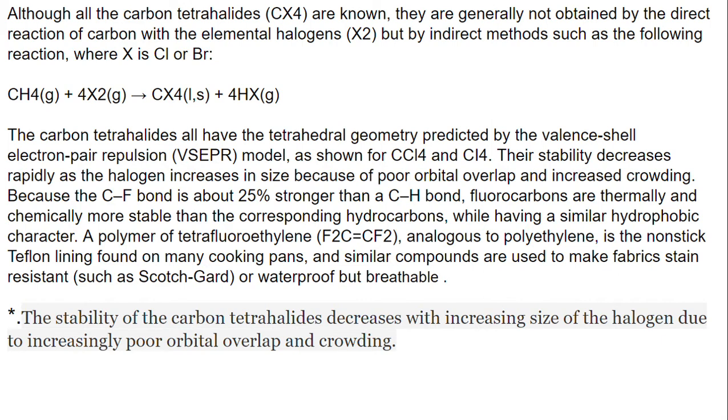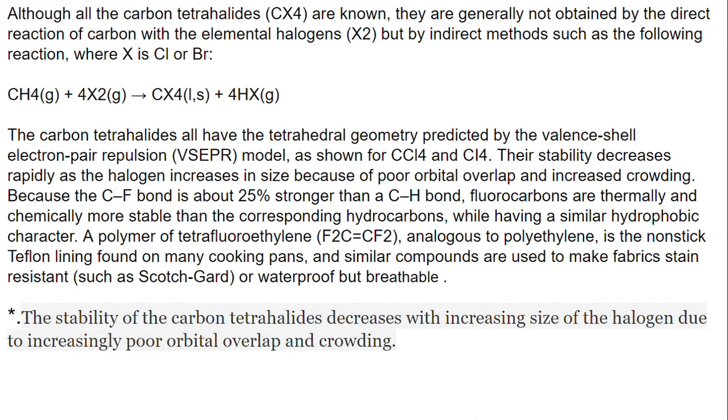For CCl4 and CI4, their stability decreases rapidly as the halogen increases in size because of poor orbital overlap and increased crowding. Because the C-F bond is about 25% stronger than a carbon-hydrogen bond, fluorocarbons are thermally and chemically more stable than the corresponding hydrocarbons, while having a similar hydrophobic character.